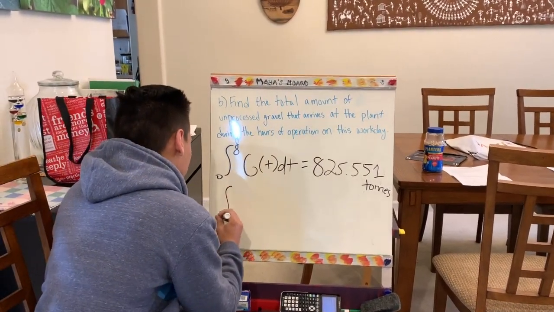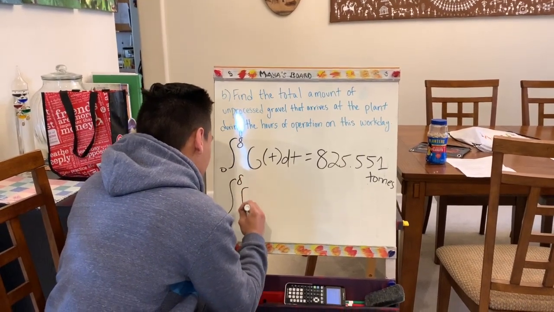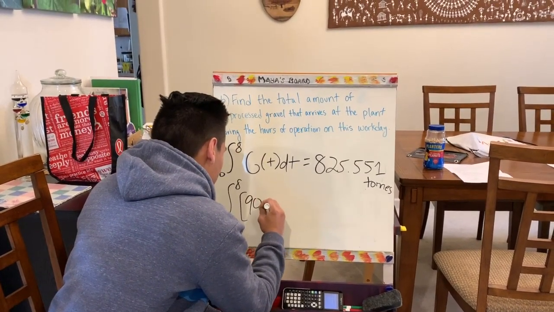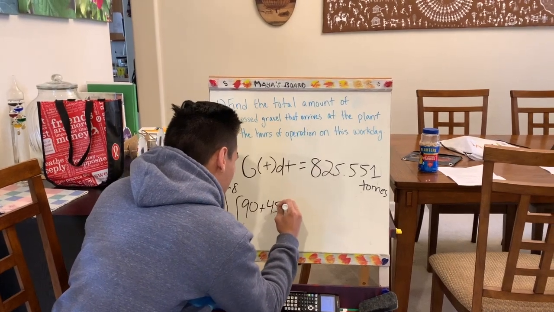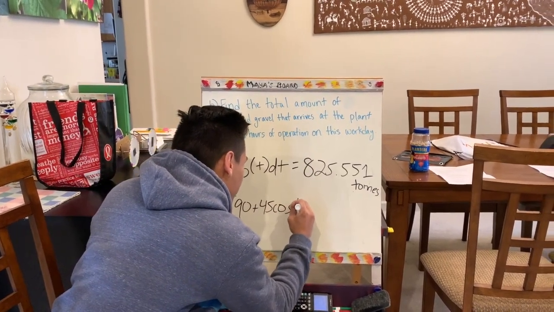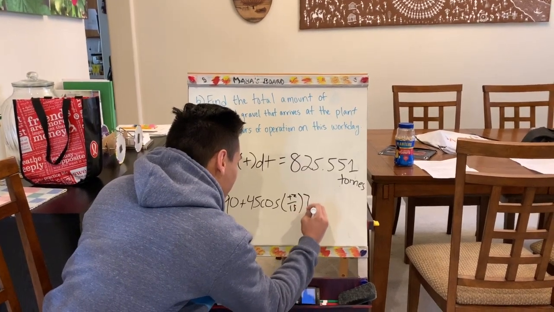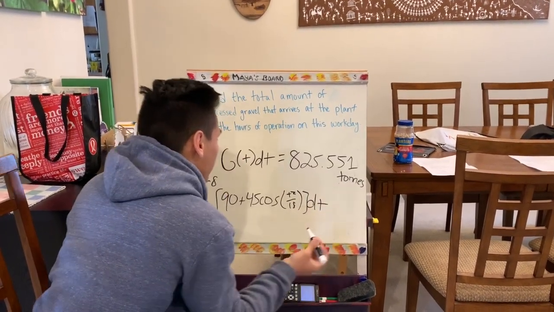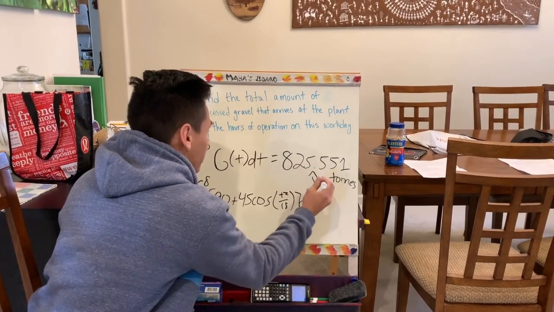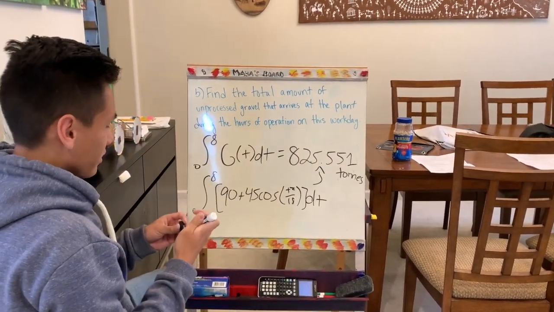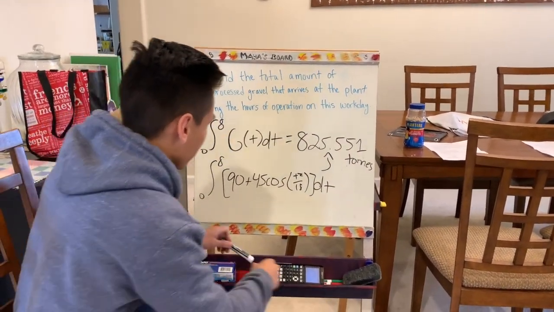So the function is 90 plus 45 cosine t squared over 18, and then dt, and then that'll give you 825.551 tons in that interval.